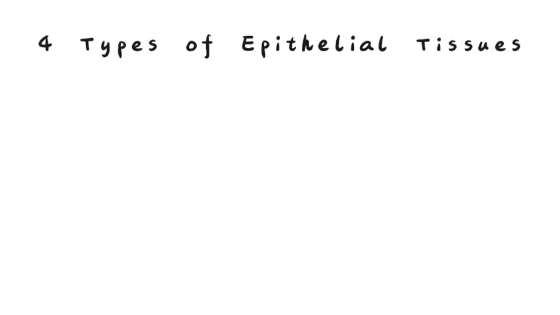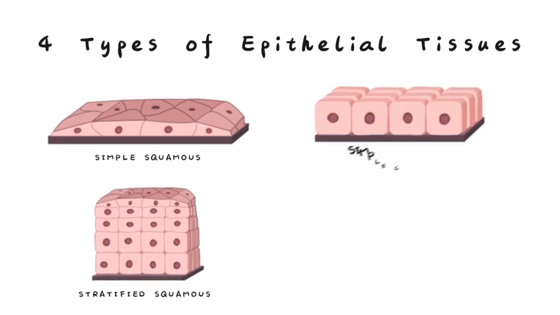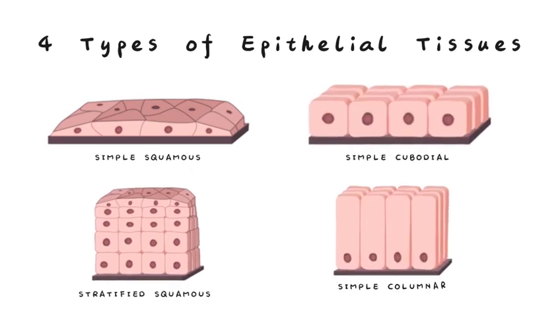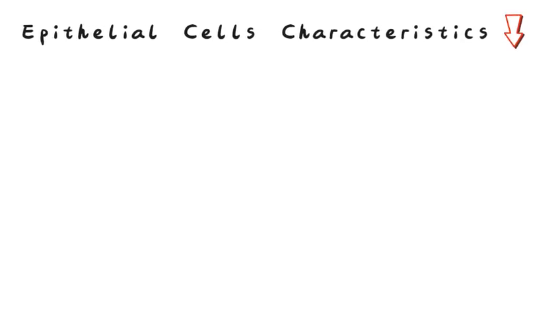There are four types of epithelial tissues: the simple squamous, the stratified squamous, the simple cuboidal, and the simple columnar. Epithelial cells have several different characteristics.